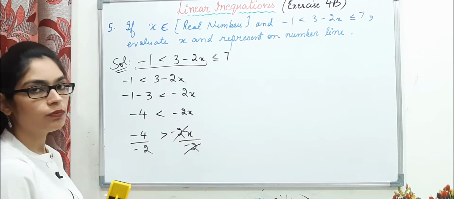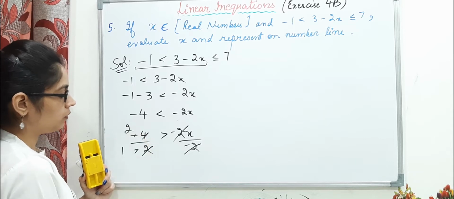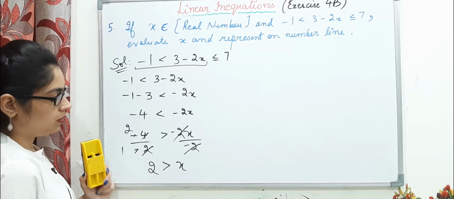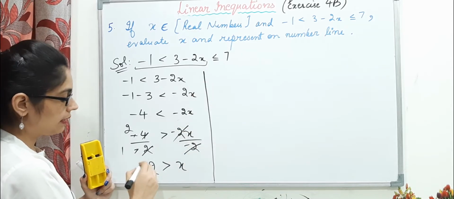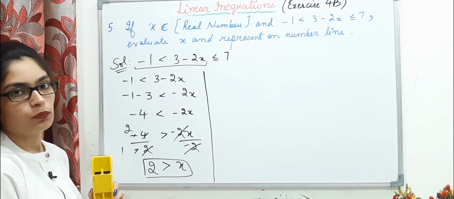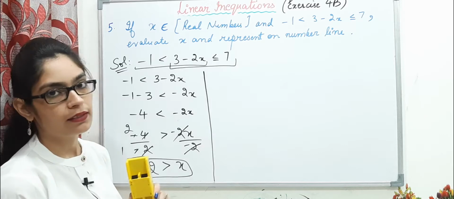Minus 2 and minus 2 will get cancelled. Minus minus, and 2 into 1, 2 into 2. 2 greater than x. This one solution we have got: x is less than 2, or 2 is greater than x. Now these two sides we can take.